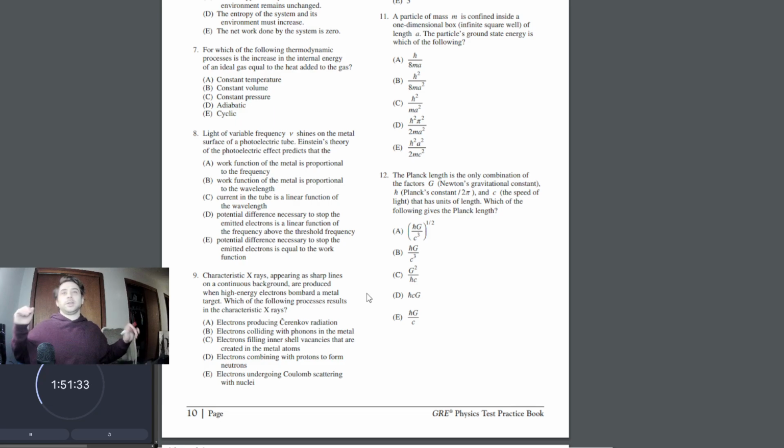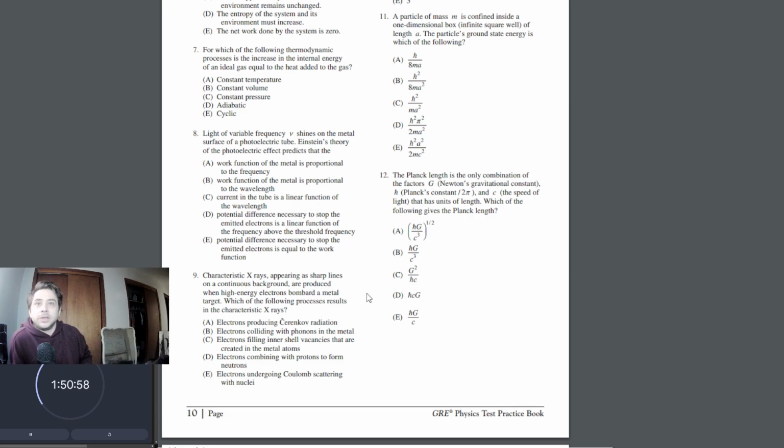Crazy. What? Is that really how X-rays work? What's the work function of the metal? What just goes to the ultraviolet light? I'm guessing frequency here is intensity. I'm gonna go with B on 8.